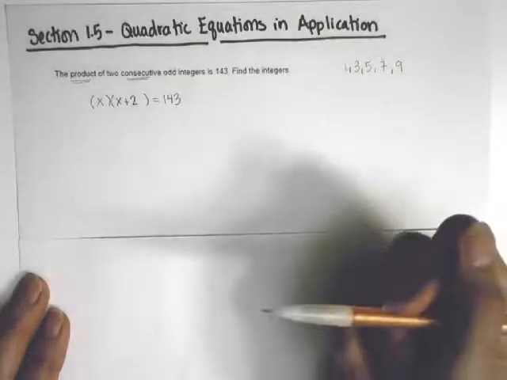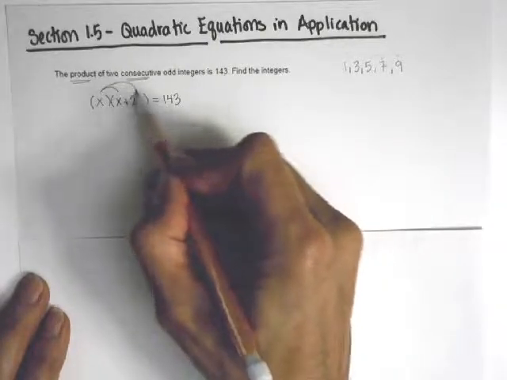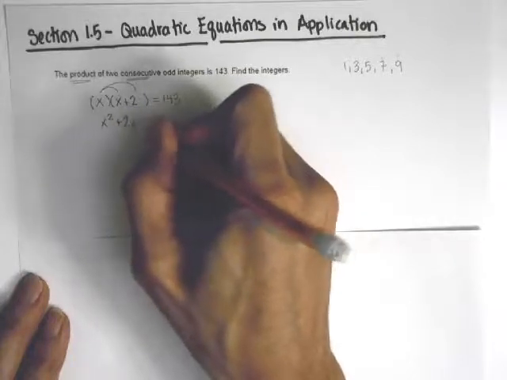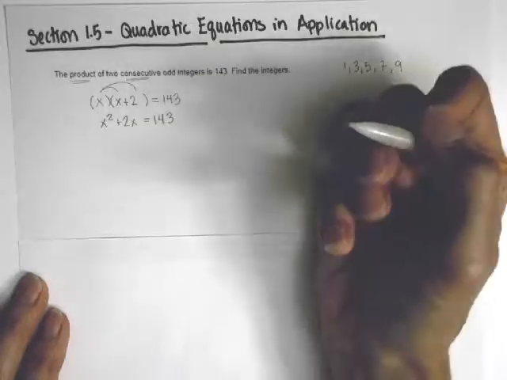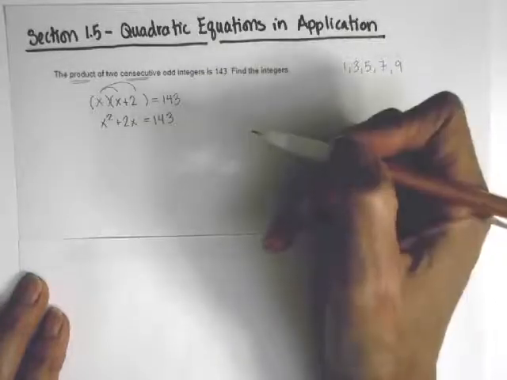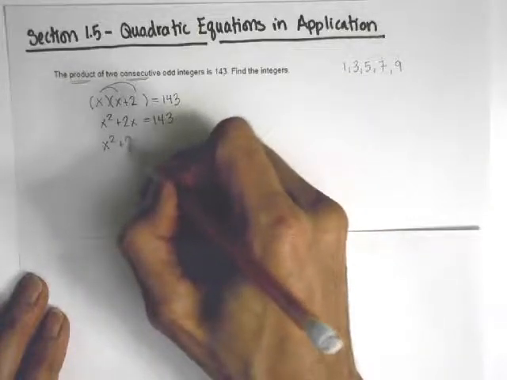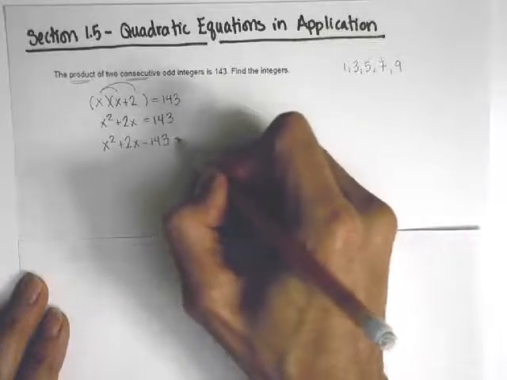At this point, we have the equation. We just want to simplify. So we're going to take this x times each of these parts, and we have x squared plus 2x is equal to 143. And then we're going to make our quadratic equation equal to 0. So we have x squared plus 2x, and I'm going to subtract 143 from both sides and set that equal to 0.